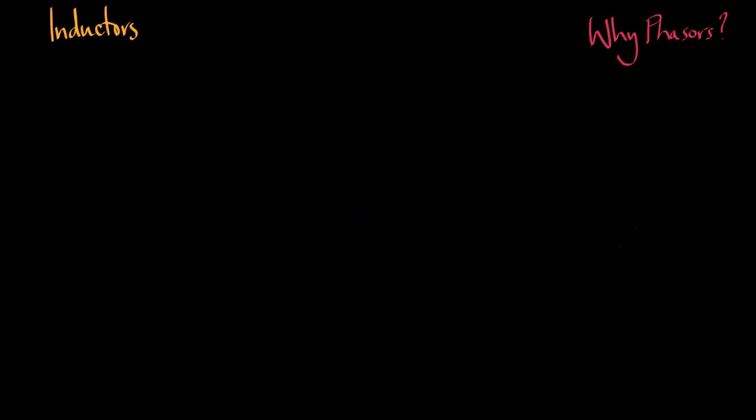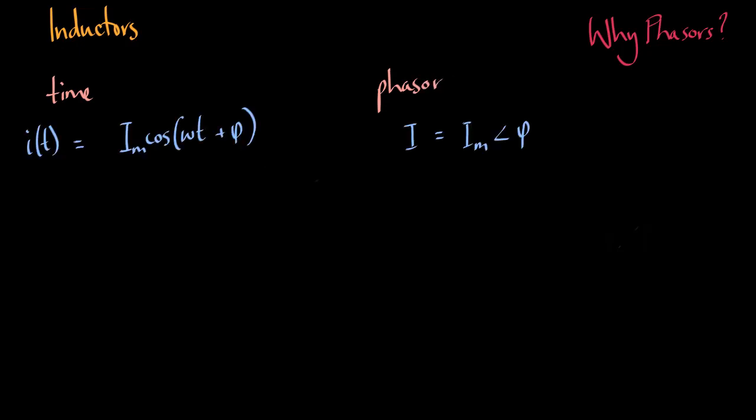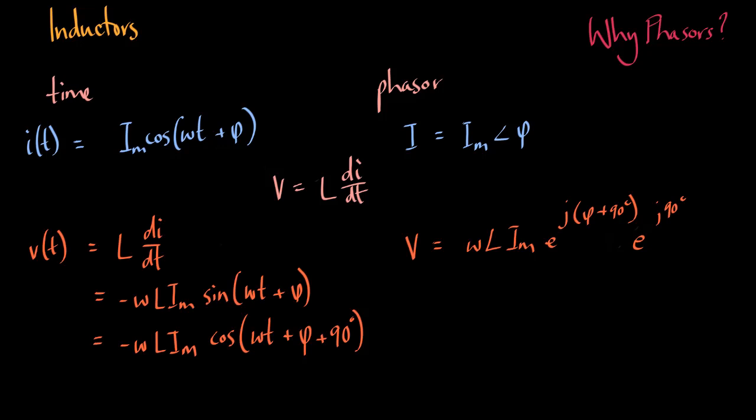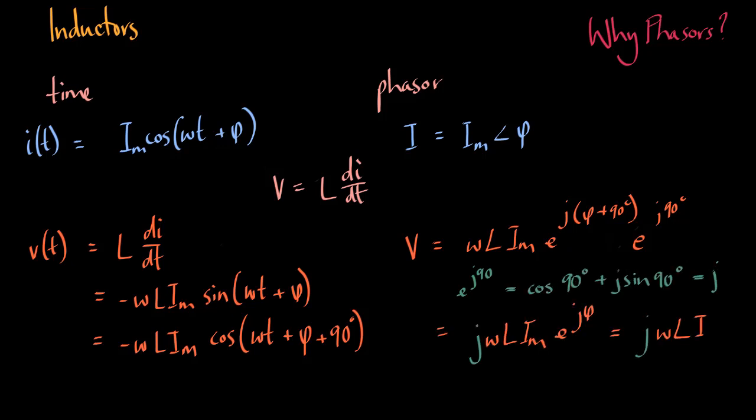The second case is inductors. The currents are the same as before, with time and phasor representations as follows. However, this time, to find the voltage across the inductor, we use the formula V equals L times di/dt. This gives us the following. And knowing the following, and that multiplying by j is just an anti-clockwise rotation by 90 degrees, we find our phasor representation for the voltage.